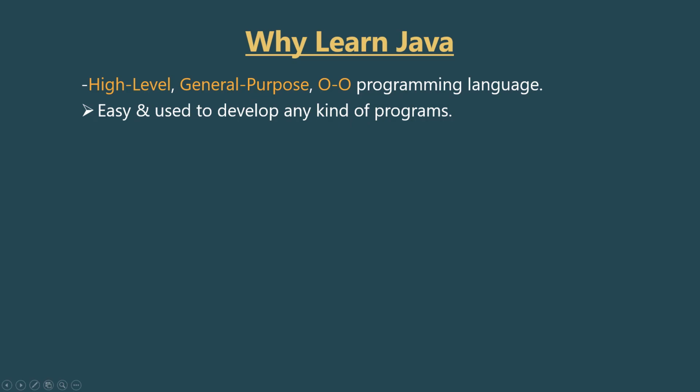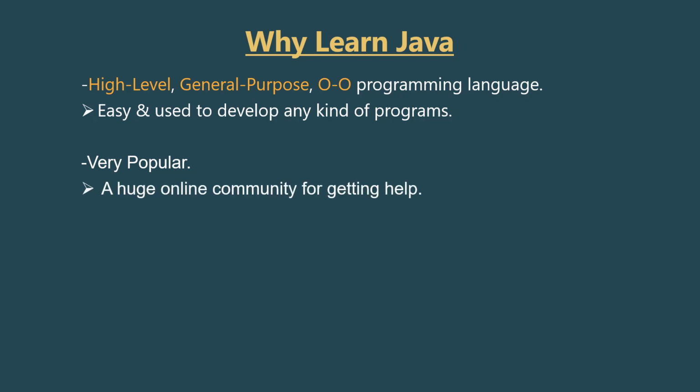And Java is also an object-oriented programming language. This means that the object-oriented concepts are found in Java. So this makes Java a very popular and a very powerful programming language. As I said, Java is popular and this is very important because you can find a huge online community for getting help. As a developer you will find yourself asking a lot of questions. Because Java is very popular, you will find answers for those questions.